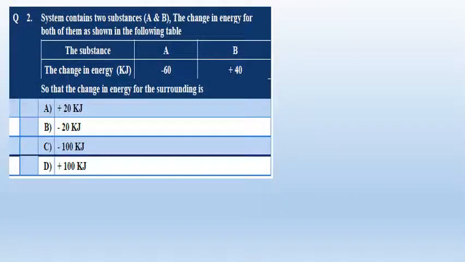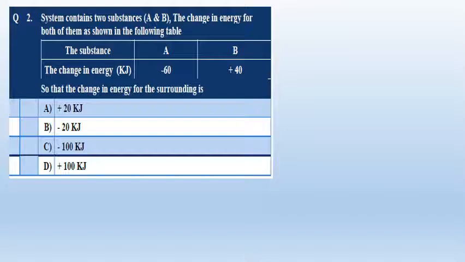The system contains 2 substances, A and B. The change in energy for both of them is shown in the following table. For substance A, the change of energy is negative 60, and for substance B, the change of energy is positive 40. And he asks you about the change in energy for the surrounding. Pay attention here. I must calculate the total change of the system.